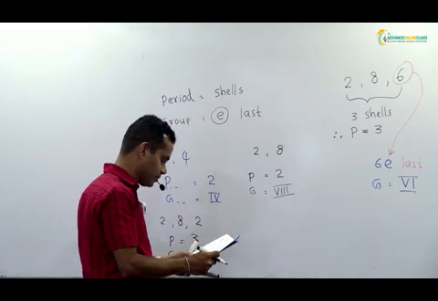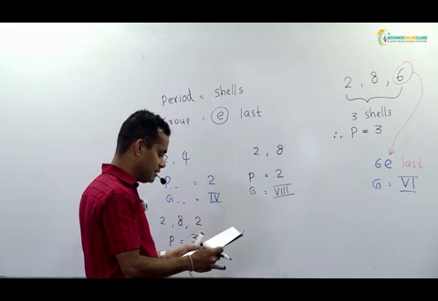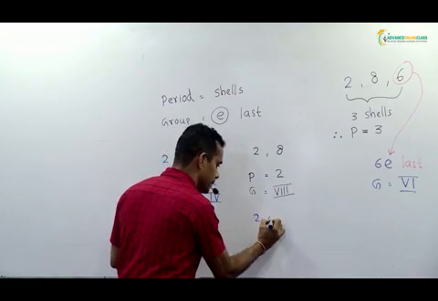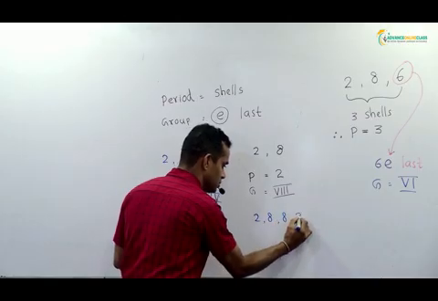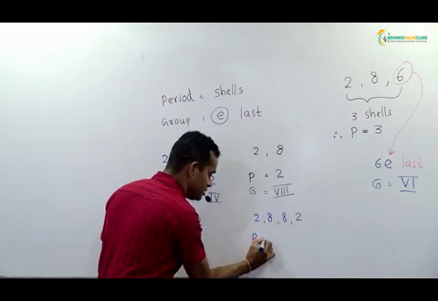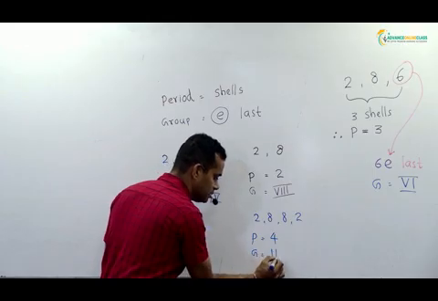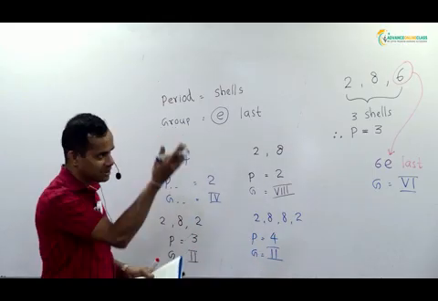Right. Then 2, 8, 8, 2. Period is shells, 4 shells. Group is the electrons in the last shell, 2. Easy, right? We don't need the periodic table.